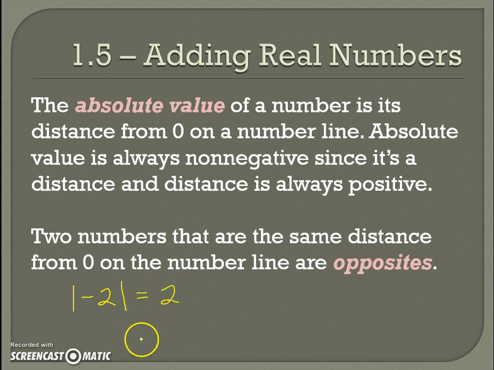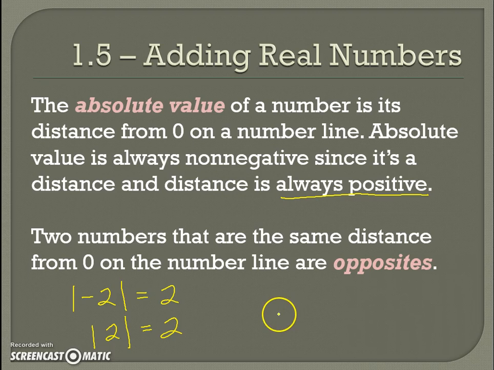A mistake that I see students make oftentimes is they think that this just means change the sign. That is not the case. The absolute value of +2 is +2. Okay, so it's always positive. Make sure you're making note of that.